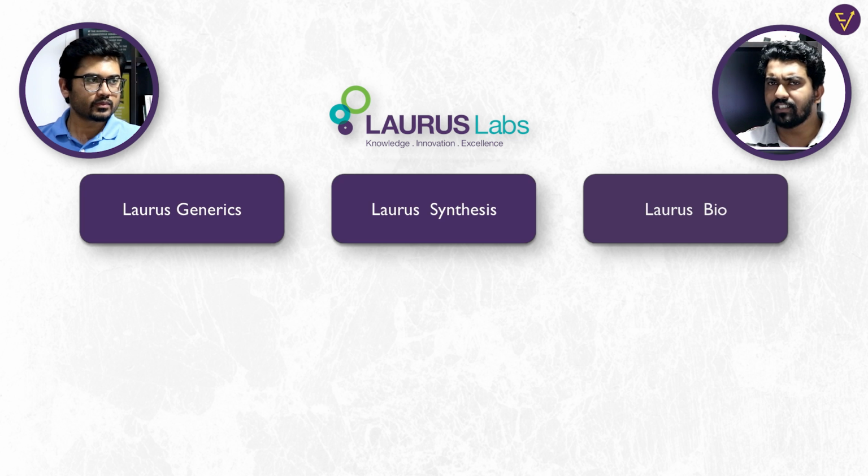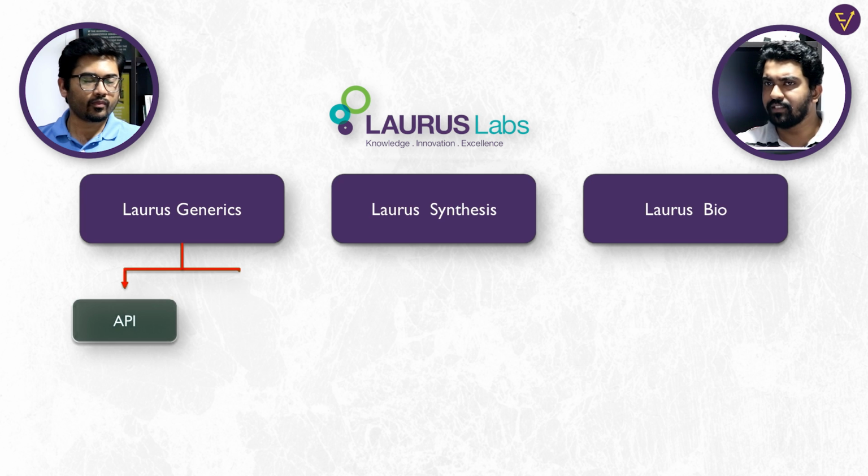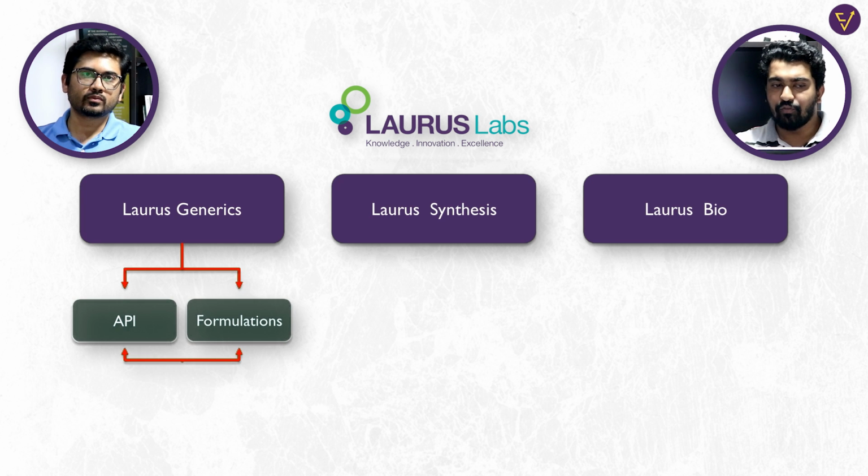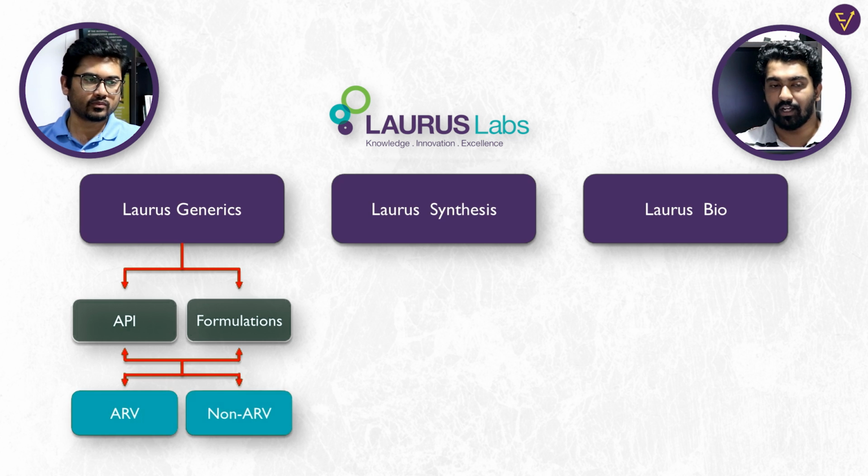Right. So under their generics business, they manufacture APIs and formulations. Now, API and formulations can be either ARV or non-ARV. ARV drugs are antiretroviral drugs, which are used to treat retroviral diseases like HIV or tuberculosis. And in the non-ARV segment, they manufacture drugs related to anti-diabetic, cardiovascular and oncology. So for this, they manufacture both the API and the formulations.